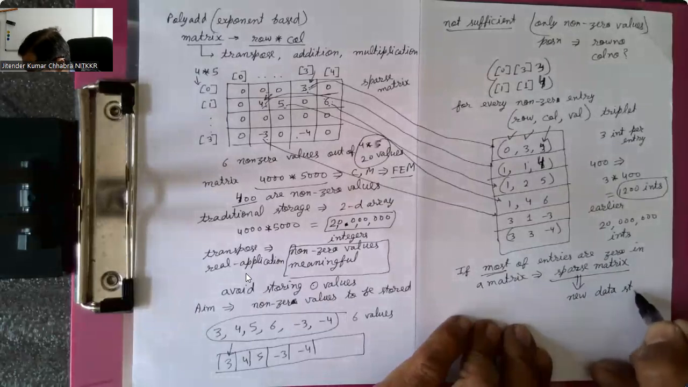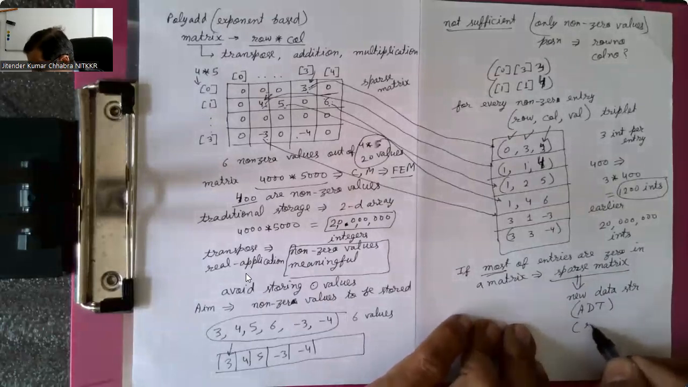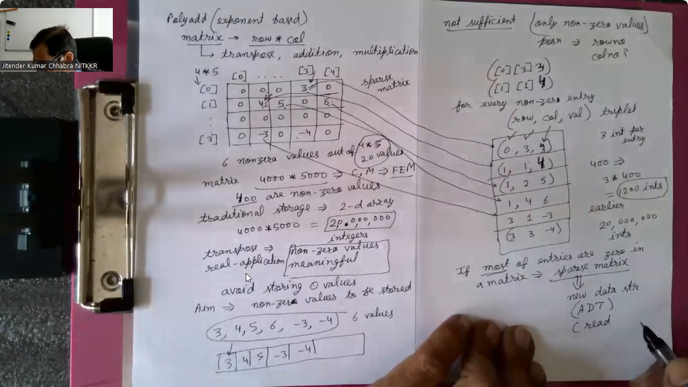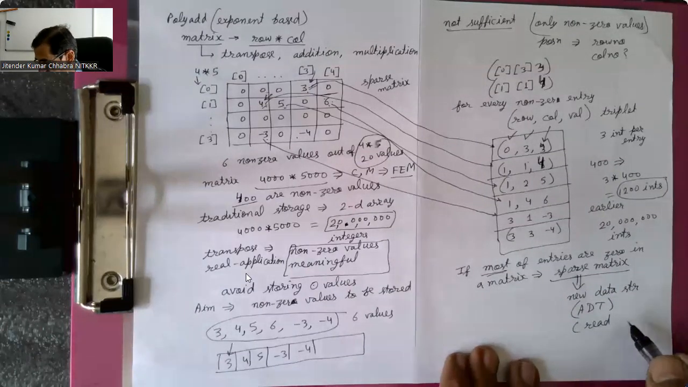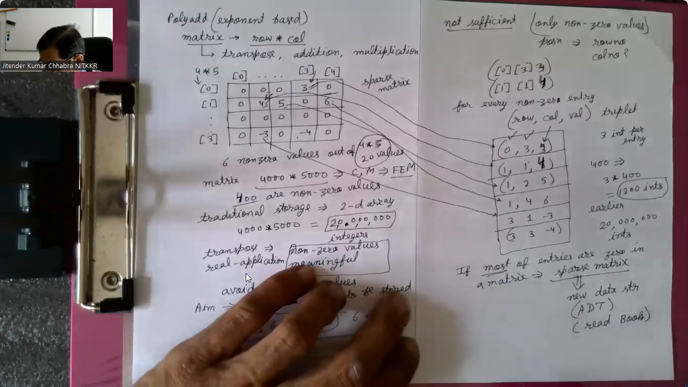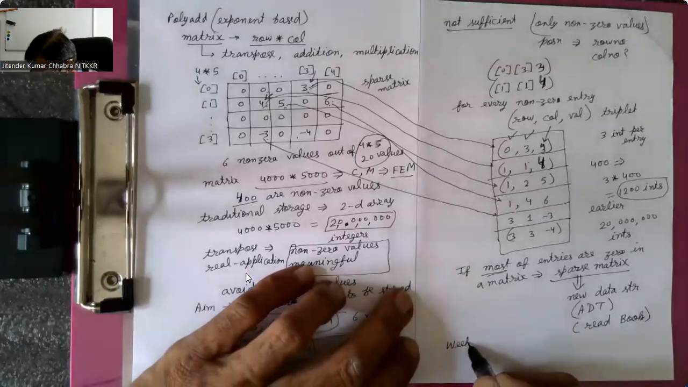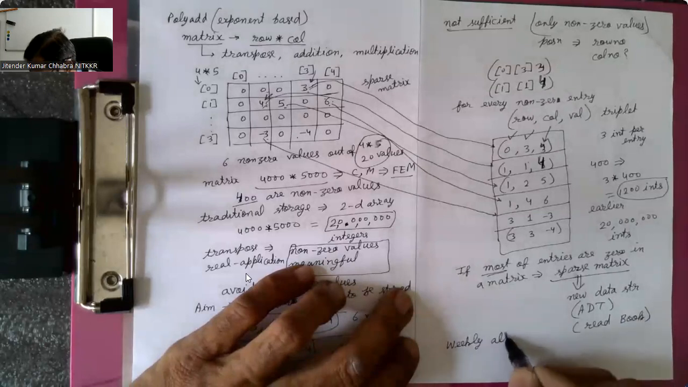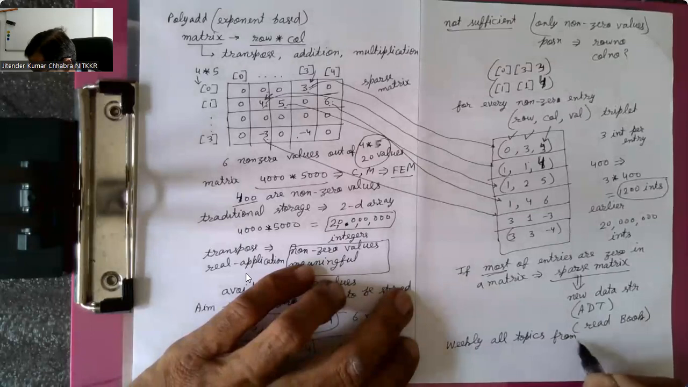Of course, this sparse matrix can also be called a new ADT. For more details, what is this ADT, how it will be stored or represented, and what operations will be its interface, I will again suggest you read a book. I have already discussed in class today also that you should at least target to read all topics weekly from the book. The book of Horowitz and Sahni is the best book. So weekly, all topics from the book should be read.